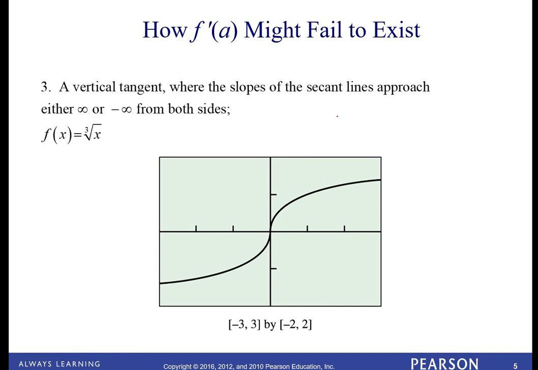A vertical tangent. So again, here on the left side as I come in, my slopes are getting bigger and bigger negatives, and on the right side, bigger and bigger positives, until the slope is undefined at x equals 0.